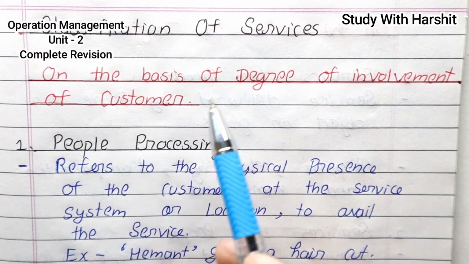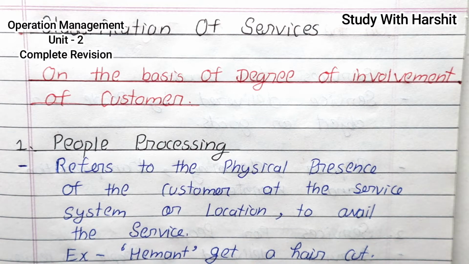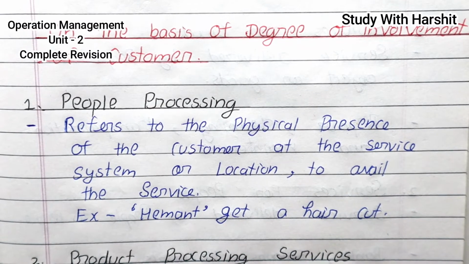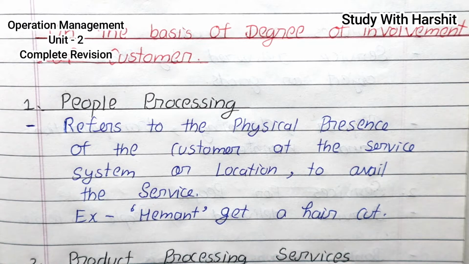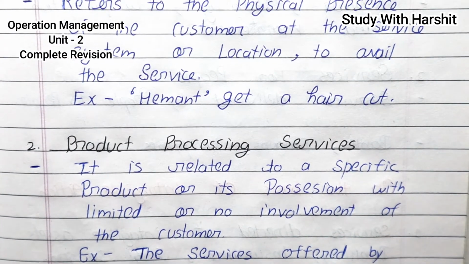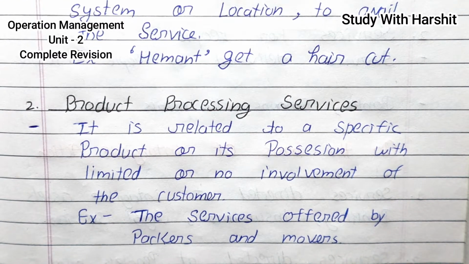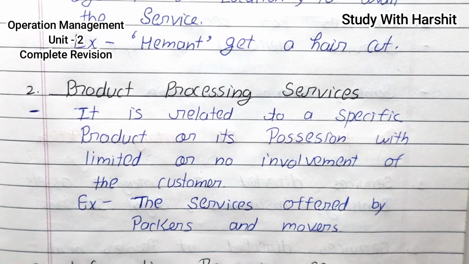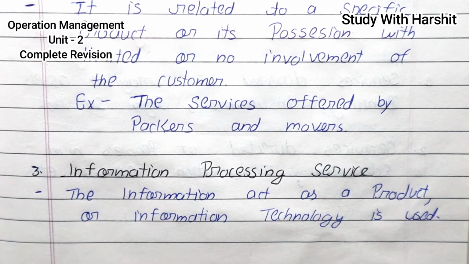Classification of services on the basis of degree of involvement of customer. First one, people processing refers to the physical presence of the customer at the service system or location to avail the service. Example, getting a haircut. Second, product processing service. It is related to a specific product or its processing with limited or no involvement of the customer. Example, the service offered by packers and movers. Third, information processing services. The information acts as a product or information technology is used.